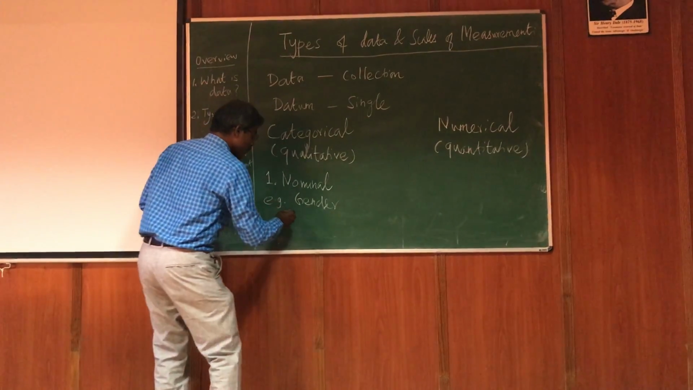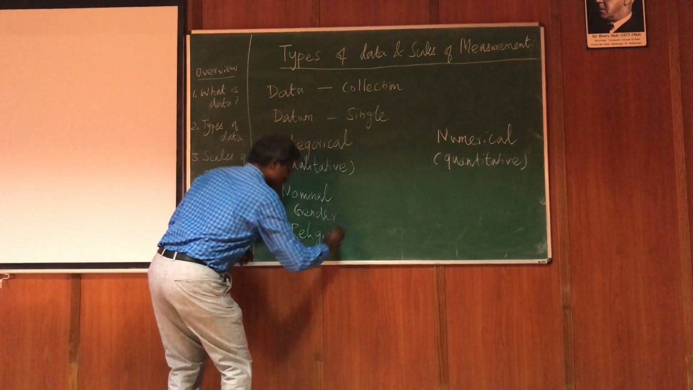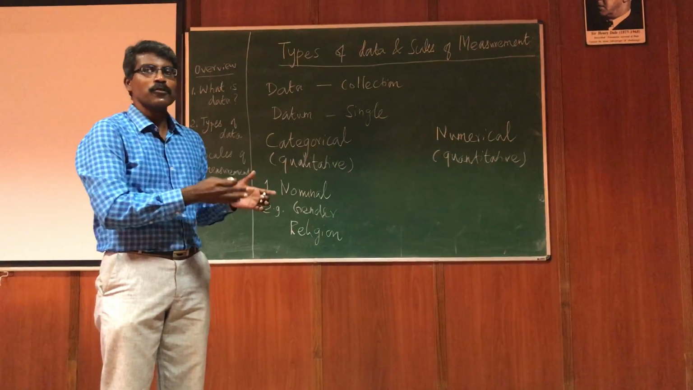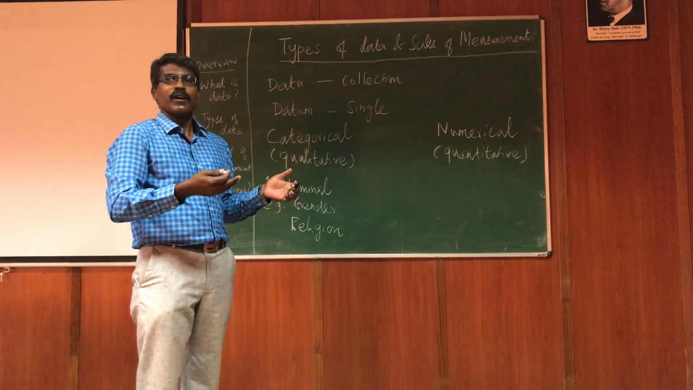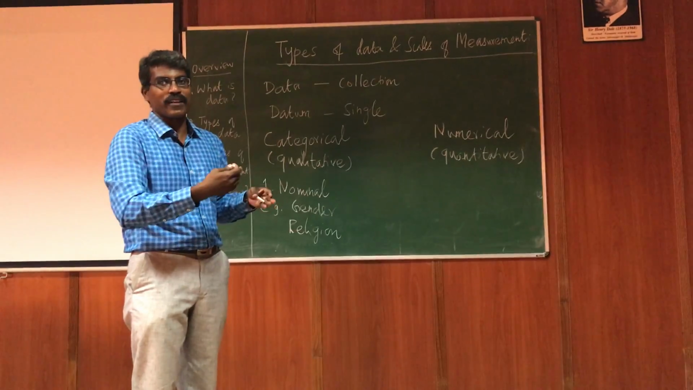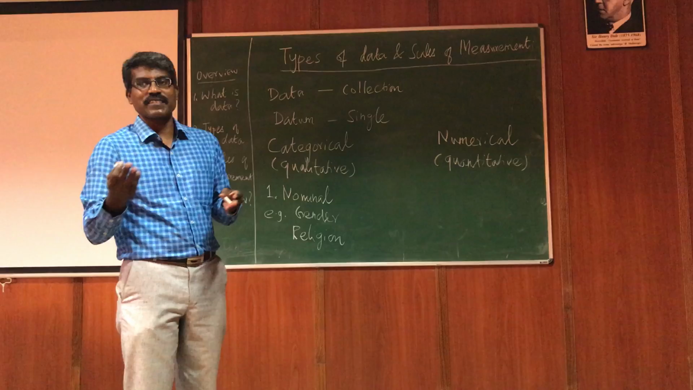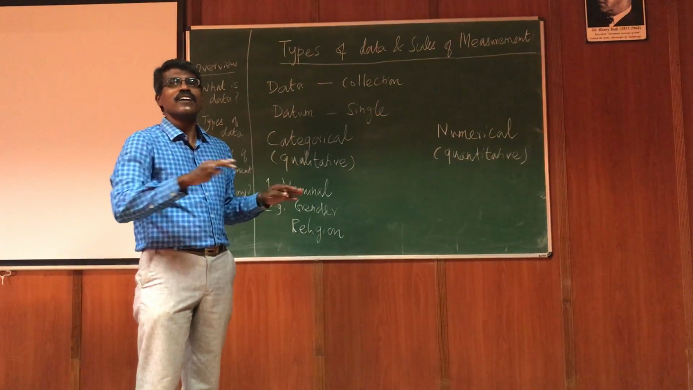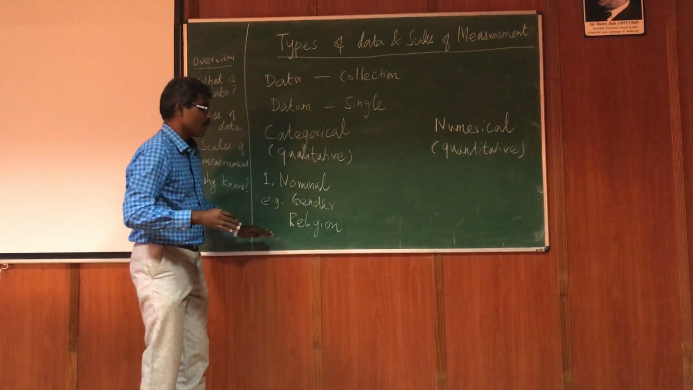Another good example is religion. Religion again can be Hindu, Muslim, Christian, Sikh, Jain, and so on. There is no religion which is superior or inferior. So there is no difference, and there is no direction also. There is no direction, there is no magnitude of difference. All are almost the same, isn't it? So that's what is called nominal.